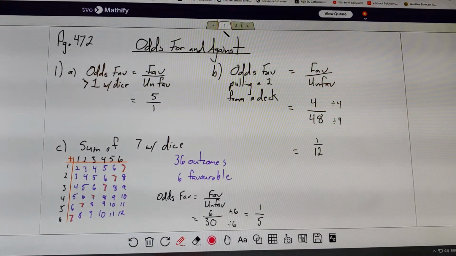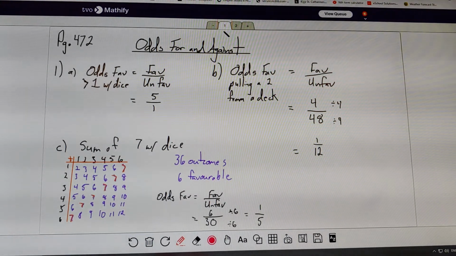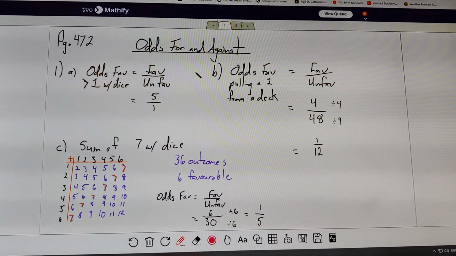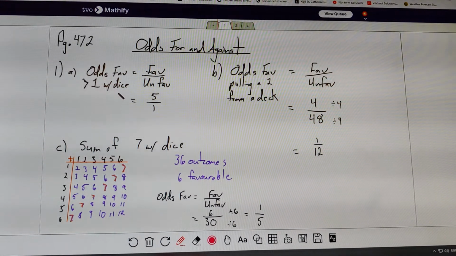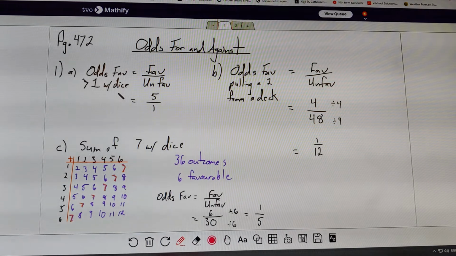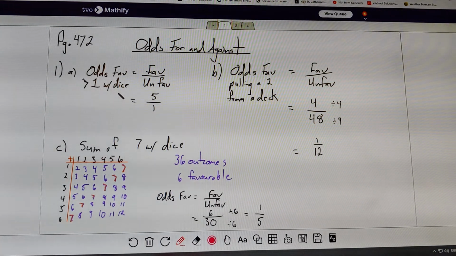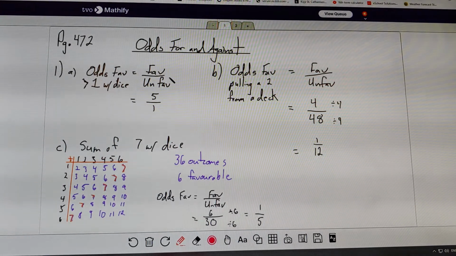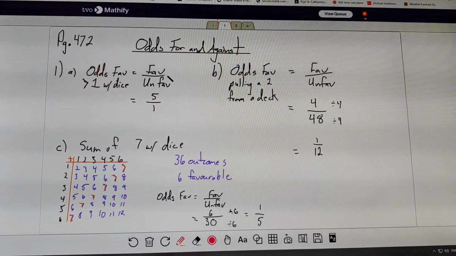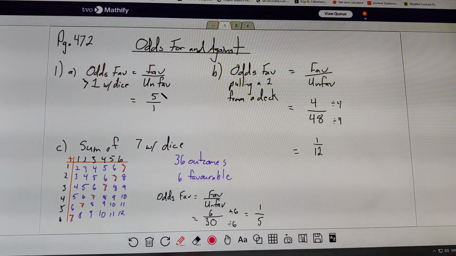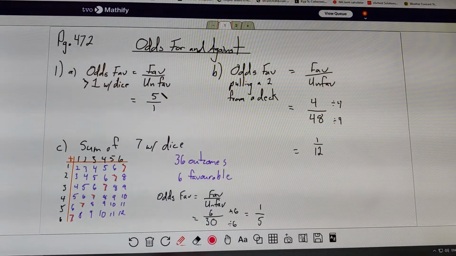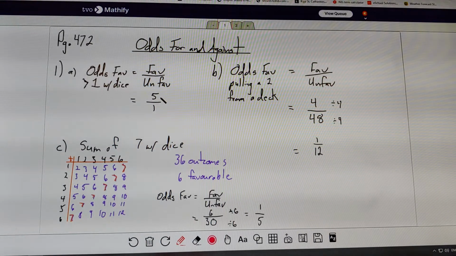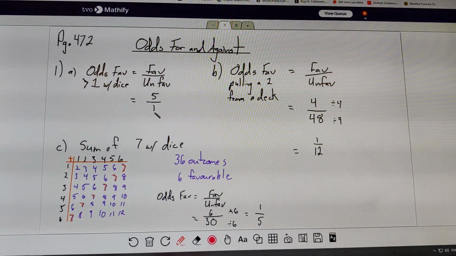So 1A asks for odds in favor of getting something larger than 1 when you roll a dice. So again, odds in favor. There's no total possible. Same with odds against, no total possible. It's just all of the outcomes right here, the favorable ones and the unfavorable ones. When we roll a dice, there's 6 outcomes. So odds in favor of getting something bigger than a 1, well, there's 5 numbers bigger than a 1, and then one number that's not larger than 1.